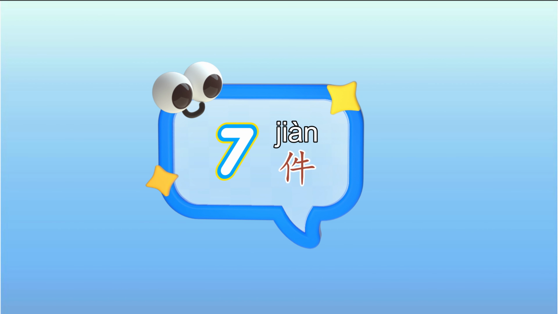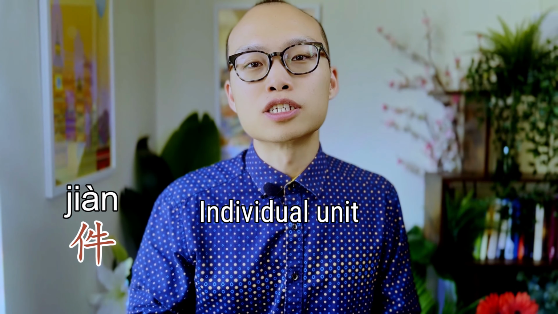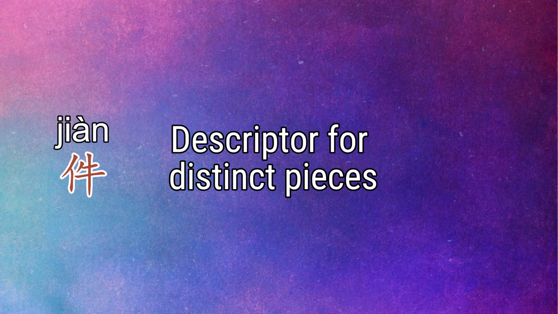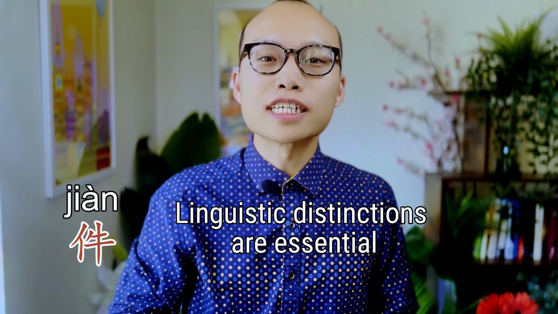7th, 件. The measure word 件 in Chinese is primarily utilized for pieces of clothing, items, or matters, symbolizing an individual unit or instance of something. Think of it as a descriptor of a distinct piece of shirt or event. However, linguistic distinctions are essential, especially when compared with tiáo.